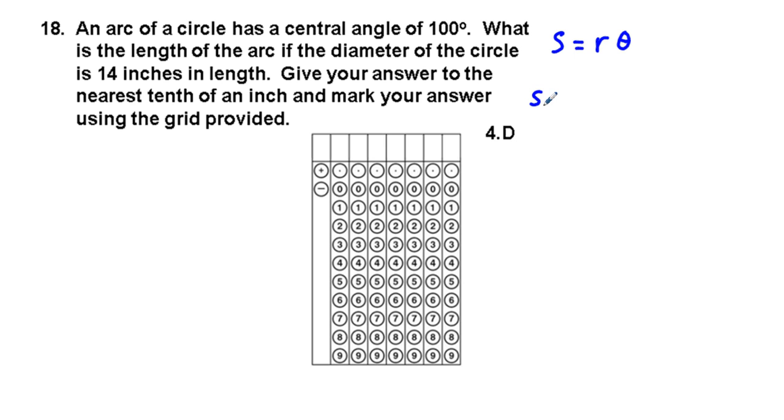So our arc length is S, and our R, okay, we have a diameter equal to 2 times the radius, and 14 is our diameter. If we divide by 2, R is equal to 7. So we have S is equal to 7, and then we have our angle of 100 degrees.